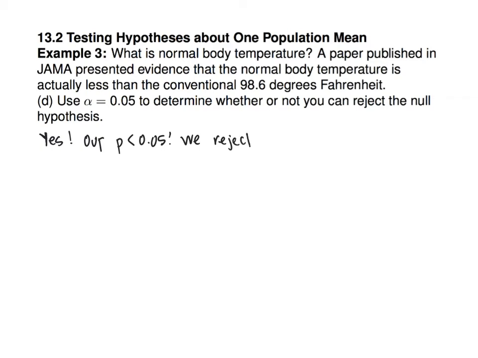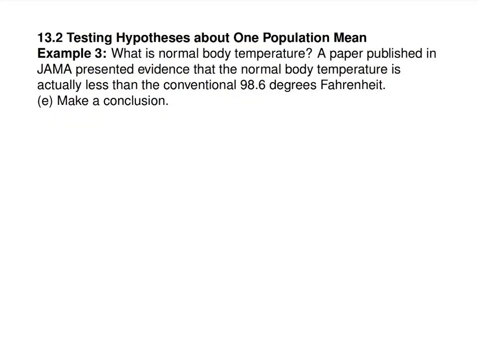We can reject H naught, and we can accept HA. And in context, this will mean that the mean body temperature is less than 98.6 degrees Fahrenheit. Not every single person, but on average, the average body temperature is actually less than that.